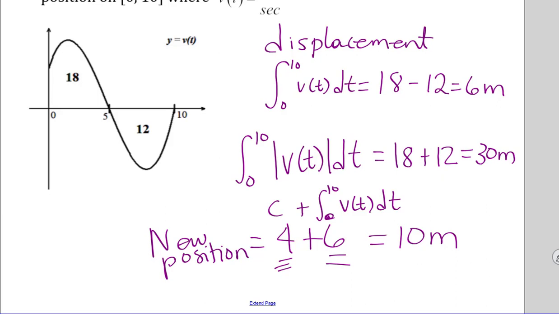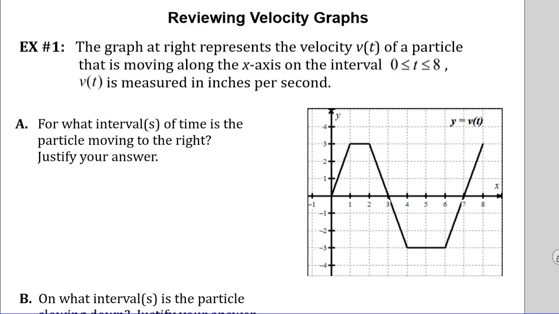Okay, let's look at another example. It says the graph at the right represents the velocity of a particle that is moving along the x-axis on the interval from 0 to 8. And V of t is measured in inches per second. For what interval of time is the particle moving to the right?